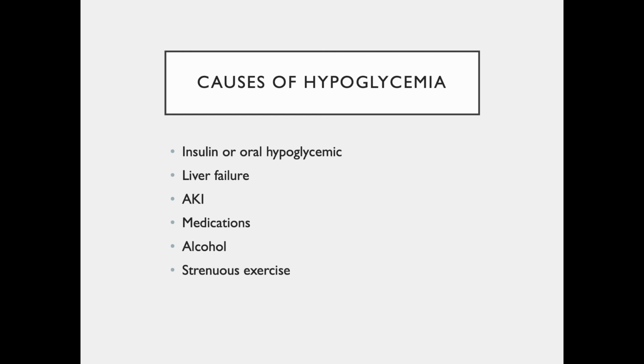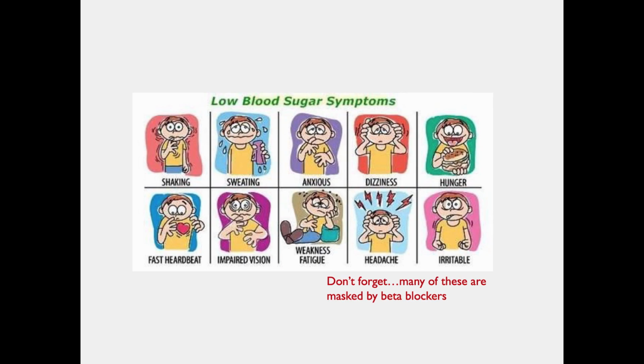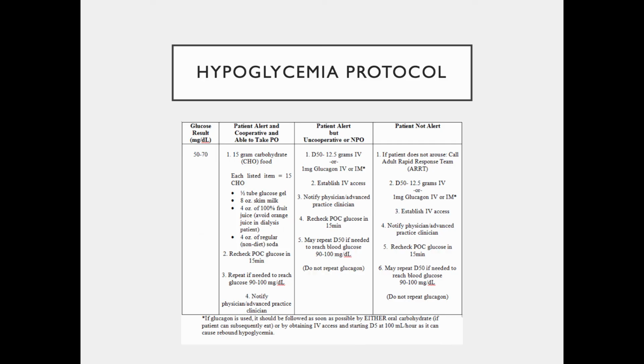But insulin, the secretagogues, all those other oral anti-diabetic medicines, absolutely, they could make you hypoglycemic. Not metformin, though. Other things that cause hypoglycemia: acute kidney injury, other medicines, alcohol, strenuous exercise, those kinds of things can all cause hypoglycemia. Here are some of the symptoms. And remember, many of these symptoms are masked by beta blockers, right? So the fast heartbeat, the dizziness, the sweating, irritability, all those things can be masked by beta blockers.